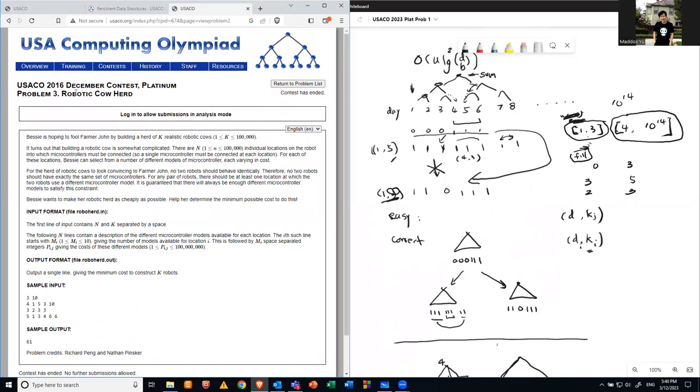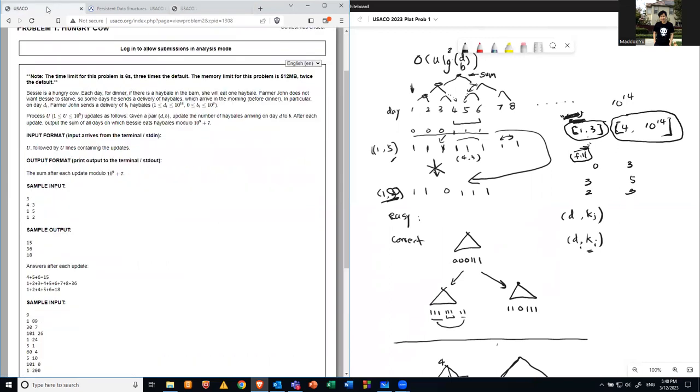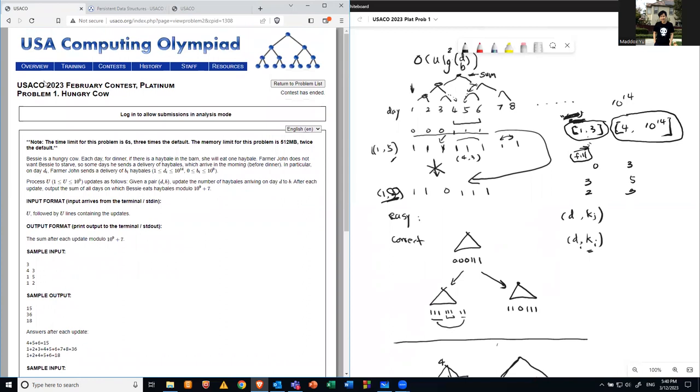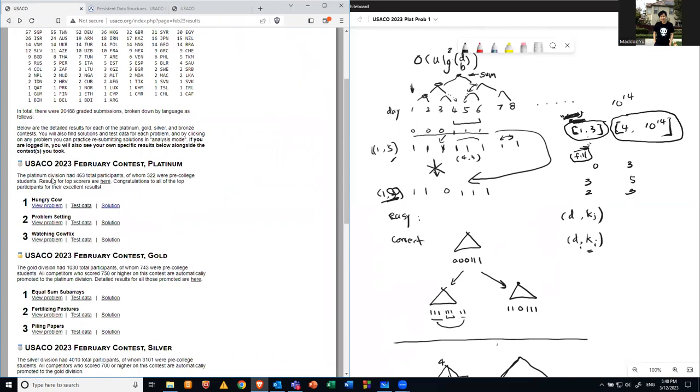And if you can remember, go back and read our class notes on the 2016 Platinum problems. That's the first question. Because it's a February contest, it's a little bit more difficult. But it's a very fun question.